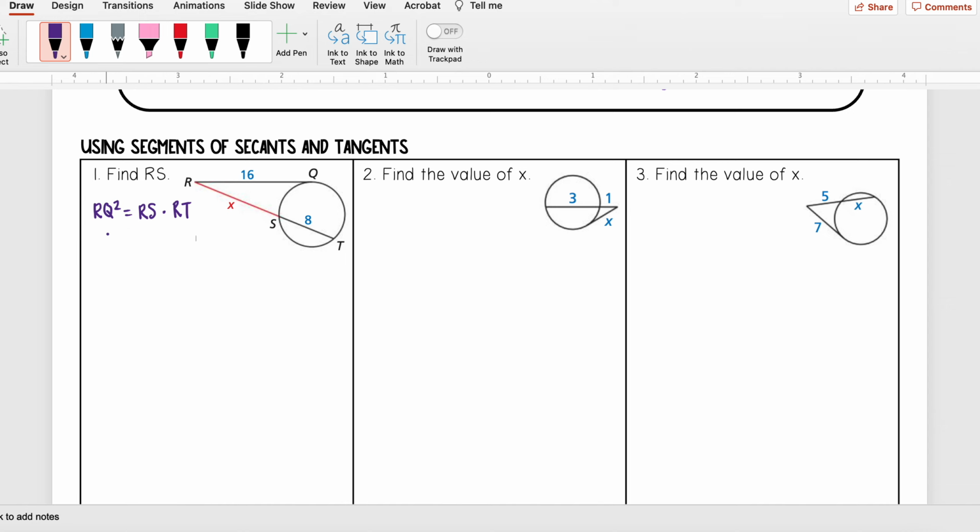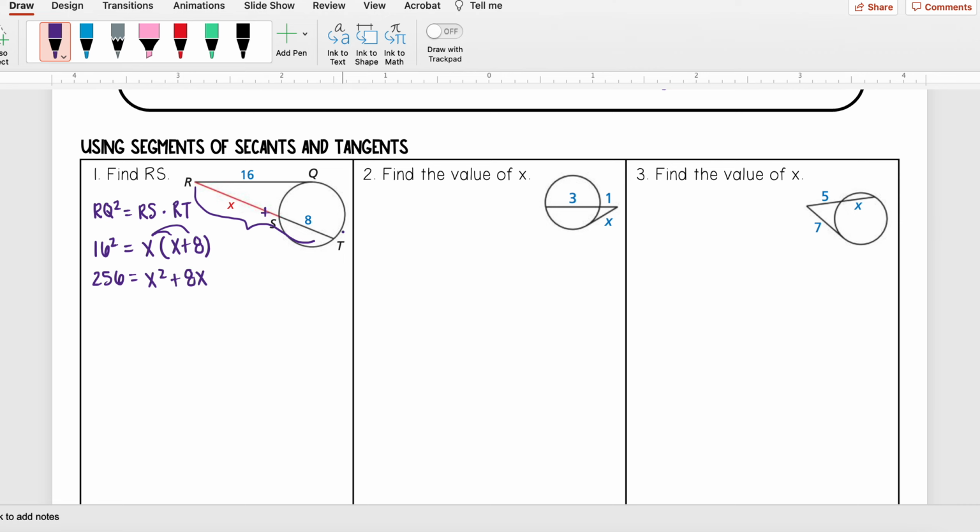Well, RQ I see is 16, so I have 16 squared is equal to RS, which is x, times RT, which is both of these added together, because RT is this entire segment, so to find the length of that, it's going to be x plus 8. And then simplifying from there, 16 squared, I get 256 is equal to x times x, which is x squared, plus x times 8, which is 8x.